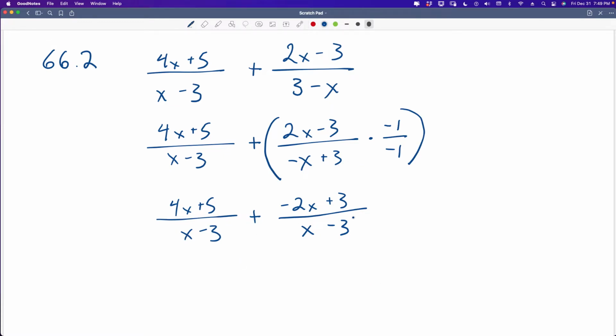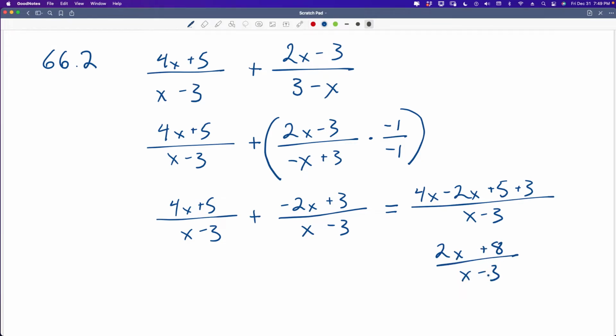And now, because we have the same denominator, we can put them together. So we have 4x, and we have a minus 2x. So it's minus 2x plus 5 plus 3 all over x minus 3, which allows us to combine these. So it's 2x plus 8 over x minus 3. Okay? So do we see how we were able to combine the like terms by doing that? That made it so much easier, right? And that would be our answer for that.